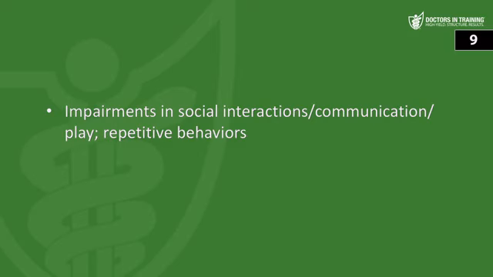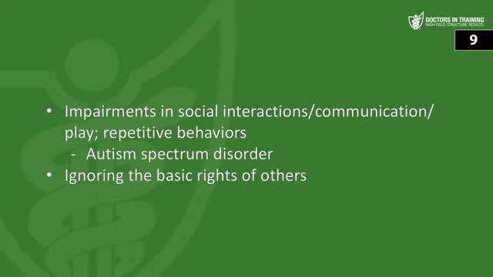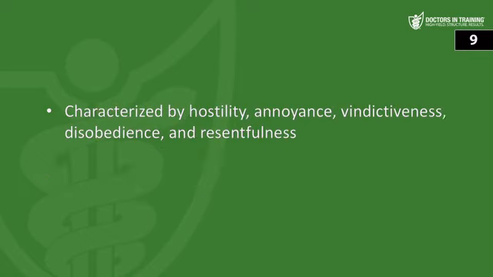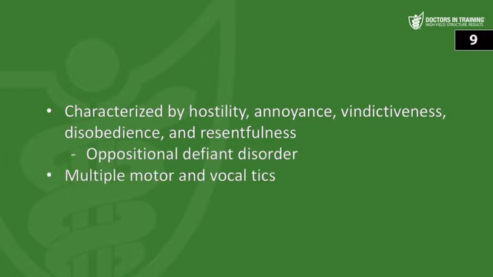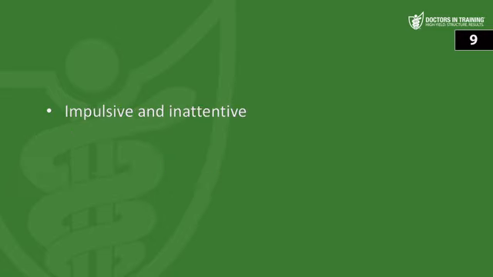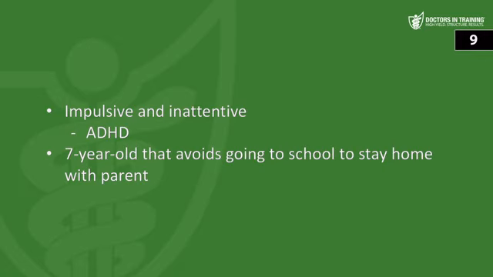Next, which childhood psychiatric disorder matches each of the following statements? Impairments in social interactions, communications, and play, plus repetitive behaviors equals autism spectrum disorder. Ignoring the basic rights of others equals conduct disorder. Characterized by hostility, annoyance, vindictiveness, disobedience, and resentfulness equals oppositional defiant disorder. Multiple motor and vocal tics equals Tourette syndrome. Impulsive and inattentive, ADHD. 7-year-old that avoids going to school to stay home with parent, that's separation anxiety disorder.